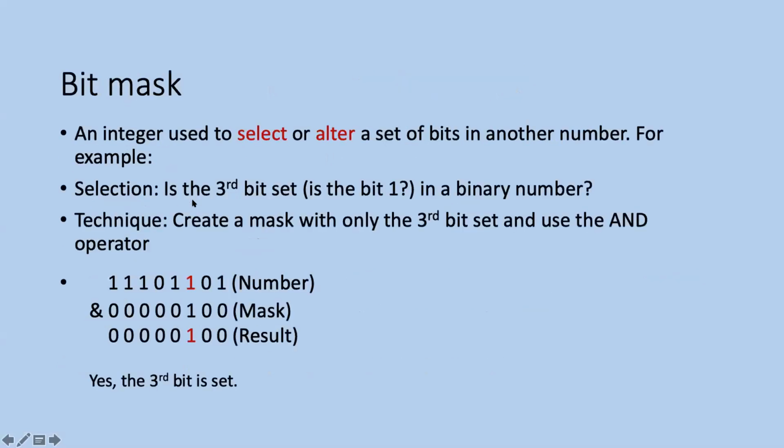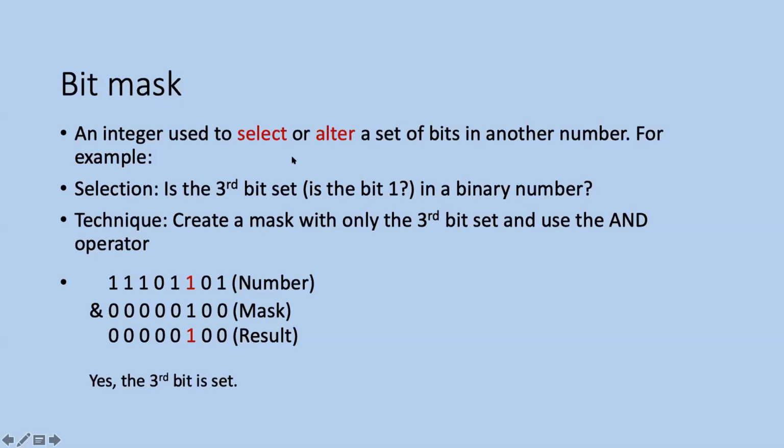Another key topic is bit masking. We use bit masking, and you'll see exactly where in a Leetcode problem we have to use it to solve it. Basically, we create an integer and use it to select or alter a set of bits in another number. So our mask will be a binary number of bits, and I'll use it. If I need to get a certain bit, or if I need to alter a bit, change 1 to 0 or 0 to 1, I use my mask to do it.